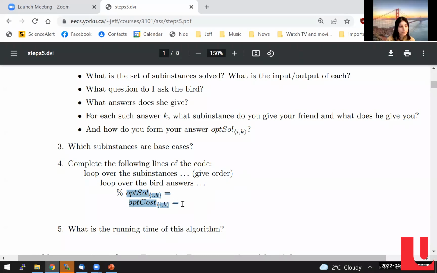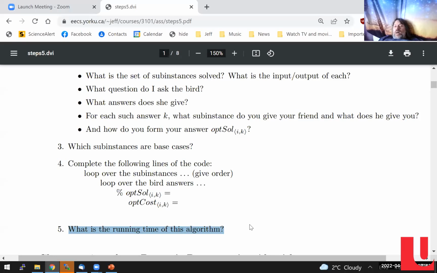Yeah. What are our base cases? Well, when I is 0, that's a base case. When V prime is 0, that's a base case. What's our running time? Well, the number of subinstances is N times V. The number of bird answers is 2. So I multiply those to get big O of N times V. Does that make sense?